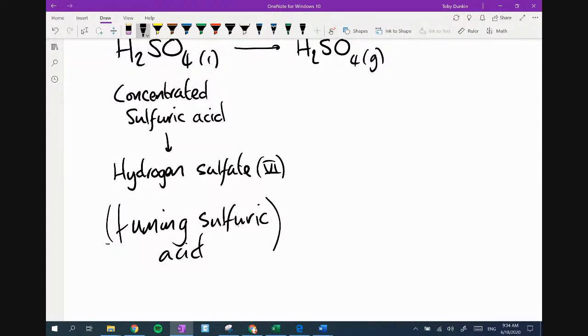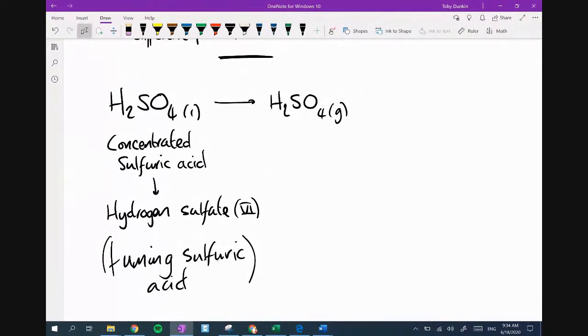Fuming means it's giving off vapors. Now, sulfuric acid does give off vapors, but it's more of a reaction with the water in the atmosphere. The molecules are still evaporating, and then they're reacting. Otherwise you wouldn't see this, because gases are invisible. But it's reacting with the water in the air, forming clusters of droplets, which looks like clouds, so fuming. Because it's not the weak one.